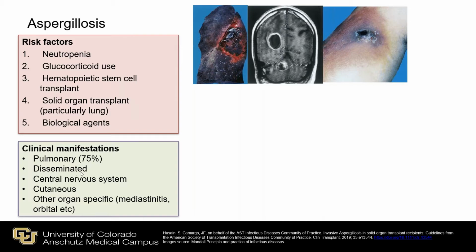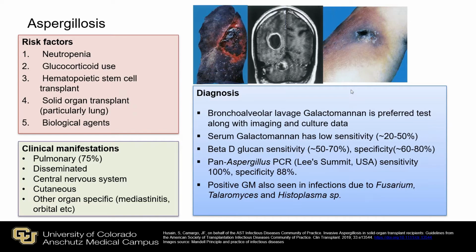Pulmonary infection is the most common, but of course you can have disseminated, central nervous system, and isolated cutaneous infections as well. This is a lung which is completely infarcted due to invasive severe pulmonary aspergillosis. This is a brain imaging where you can see aspergillosis causing brain abscesses. This is a patient with this necrotic skin lesion, who was found to have isolated primary cutaneous Aspergillus infection.